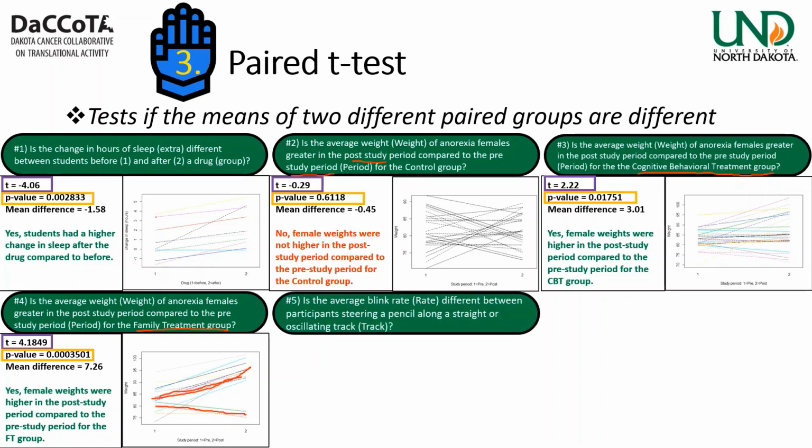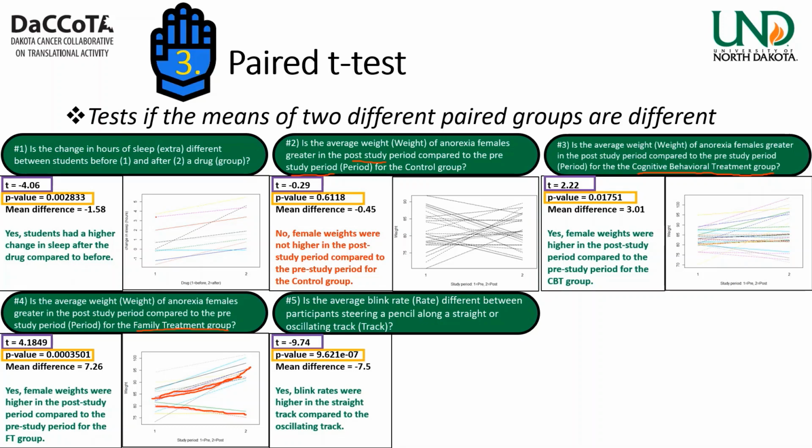All right, turning to 5. Is the average blink rate different between participants in steering a pencil along a straight or an oscillating track? So you can see a theme here that a lot of paired data is like the same individual measured at two different intervals or two different sort of scenarios. So again, we take a look.